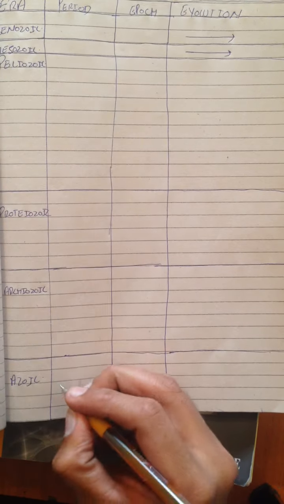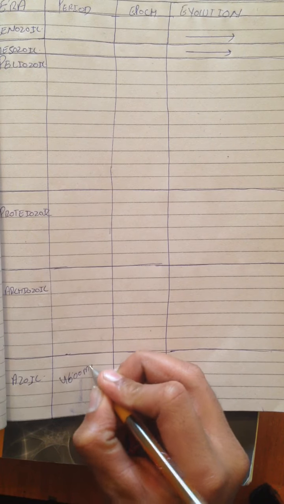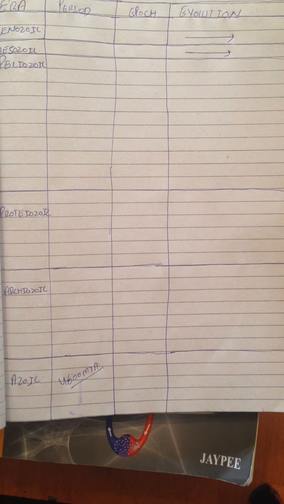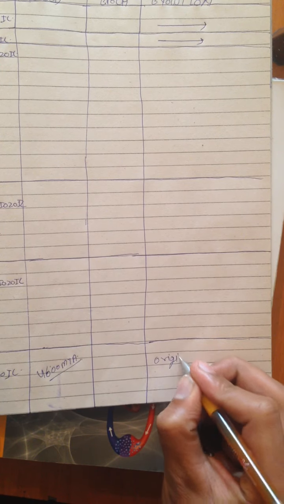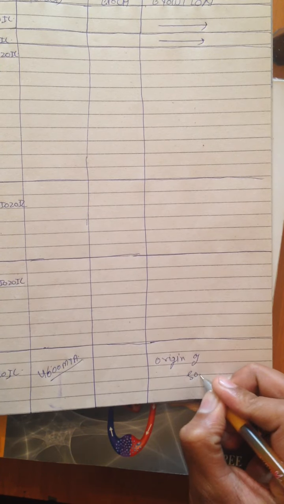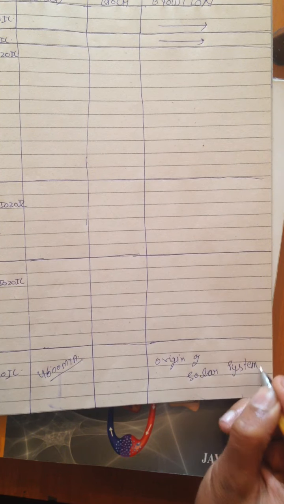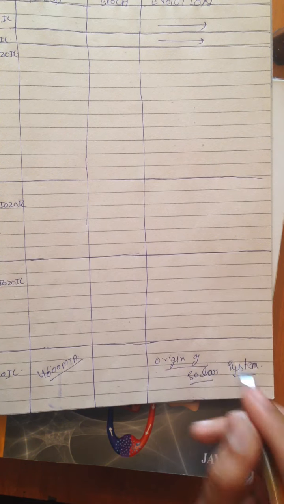Let's see. The Earth was born 4,600 Maya, million years ago. In the Azoic era, nothing is there. The origin of the world, the origin of the solar system takes place.